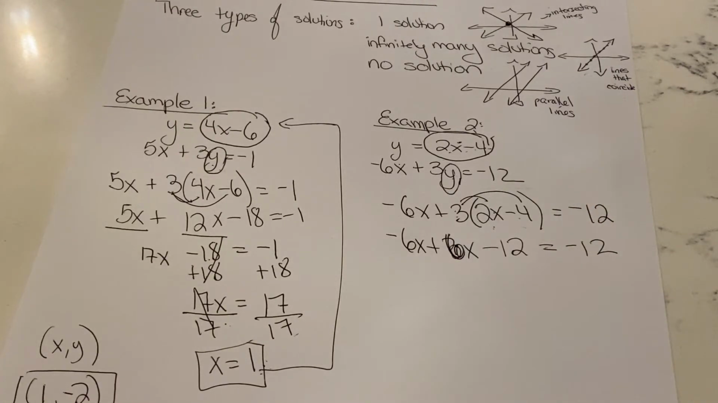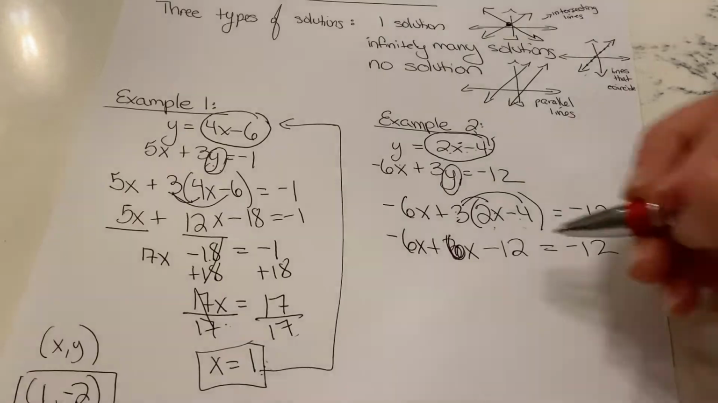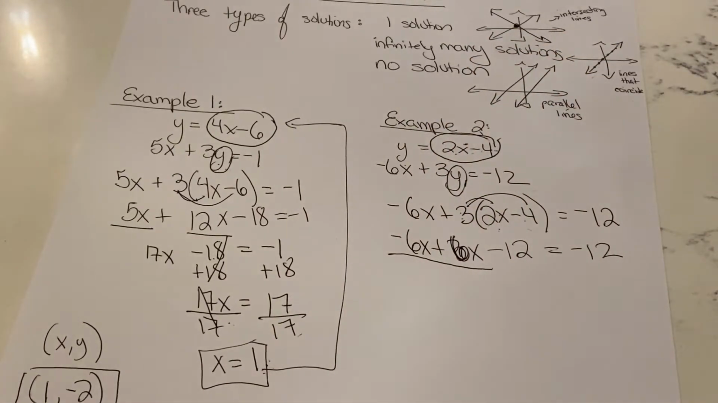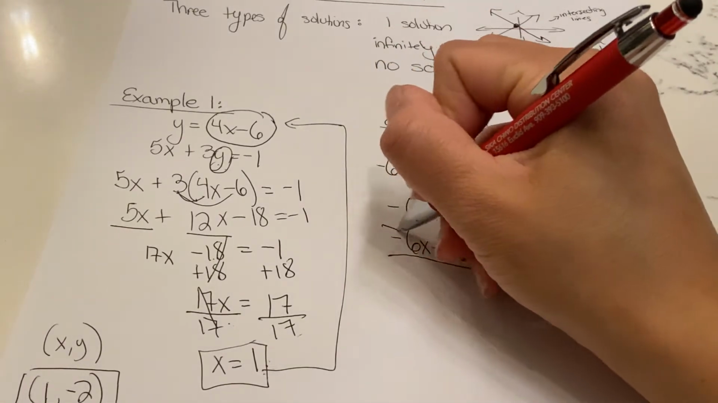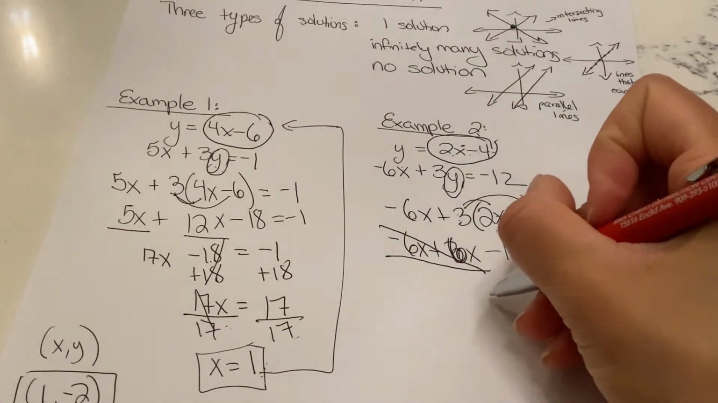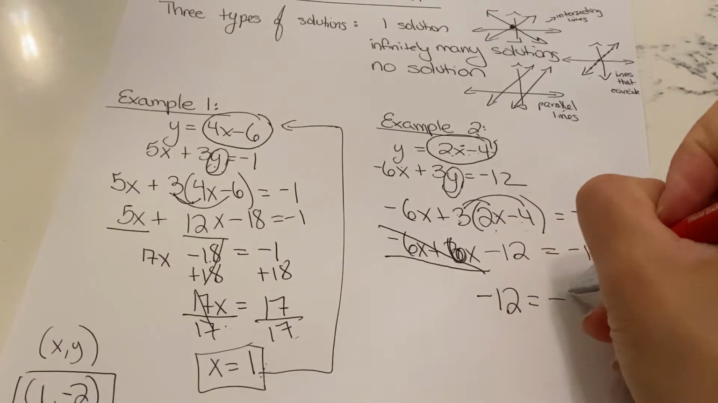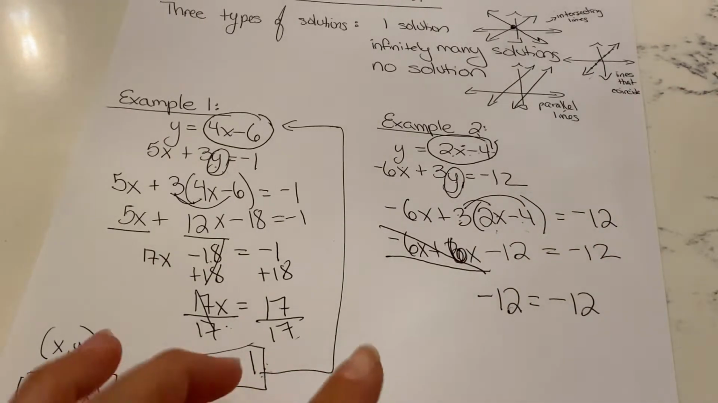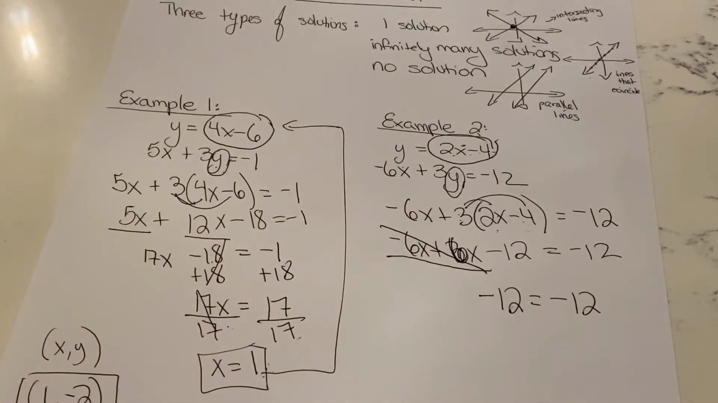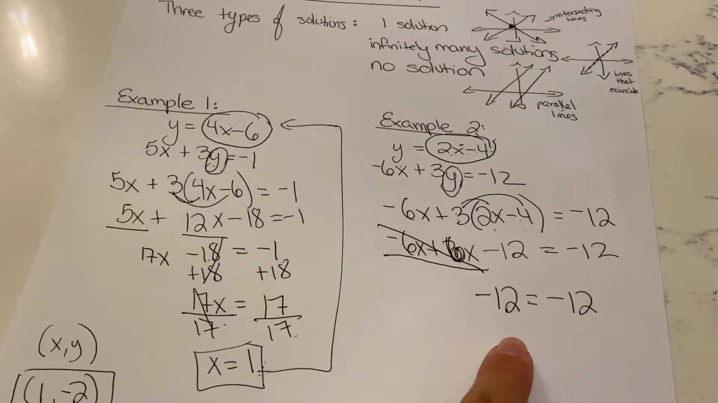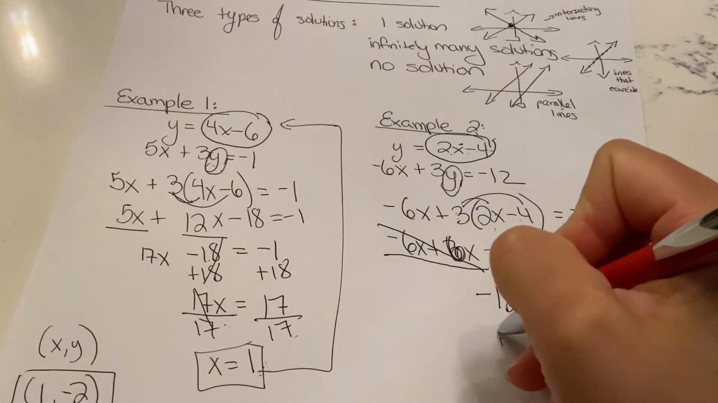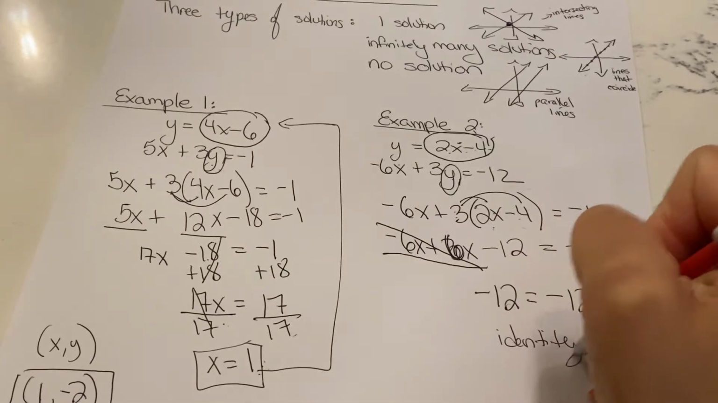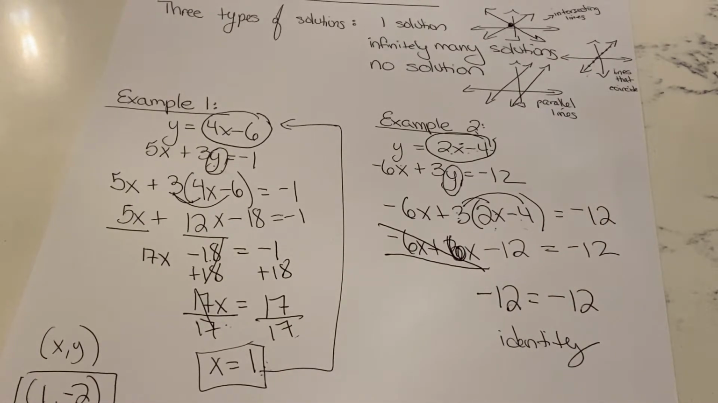Okay? So now, remember, you always have to combine like terms. So when I combine negative 6x plus 6x, I should get 0. It cancels out. That means I'm left with negative 12 equals negative 12. Now, tell me, see this, it won't have one solution because all your x's canceled. But is this statement true? Yes, it is. This represents an identity. That tells you that it's basically going to be true for all numbers.